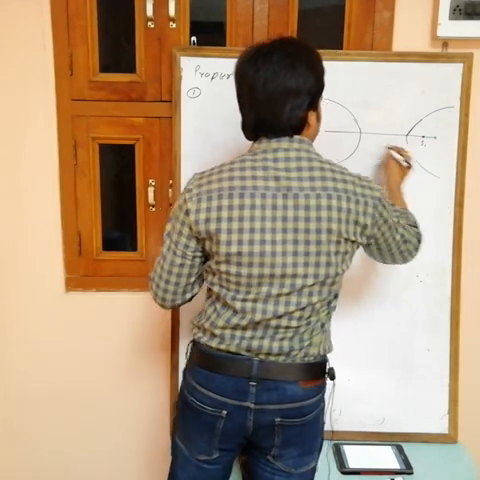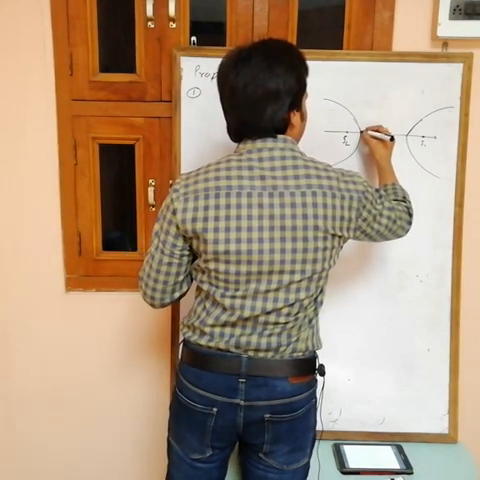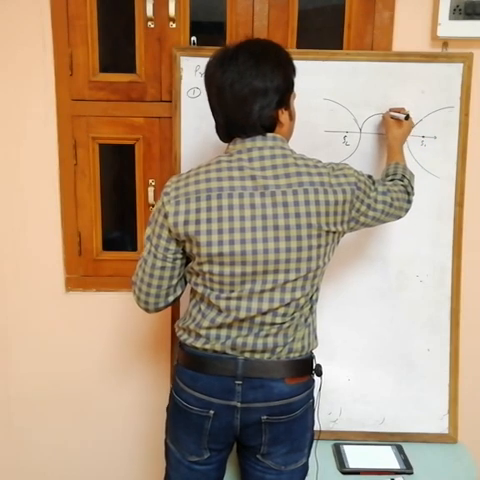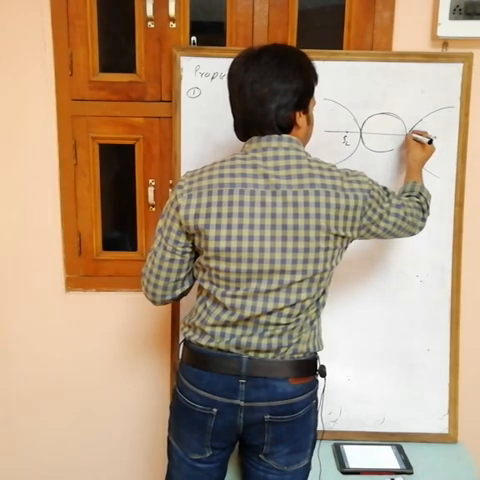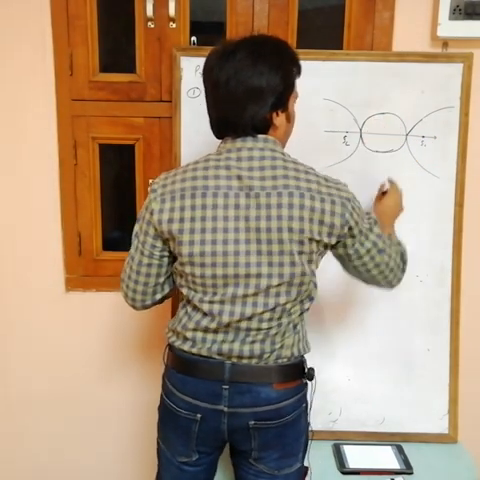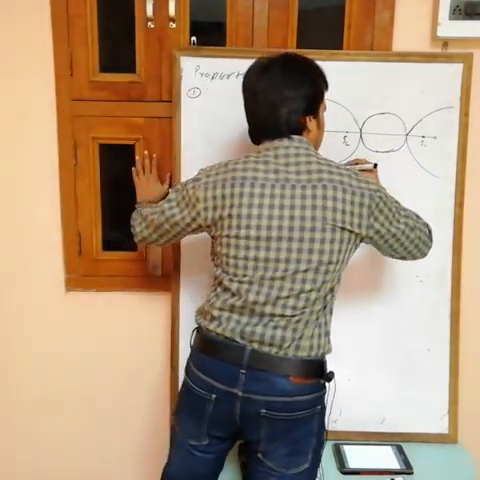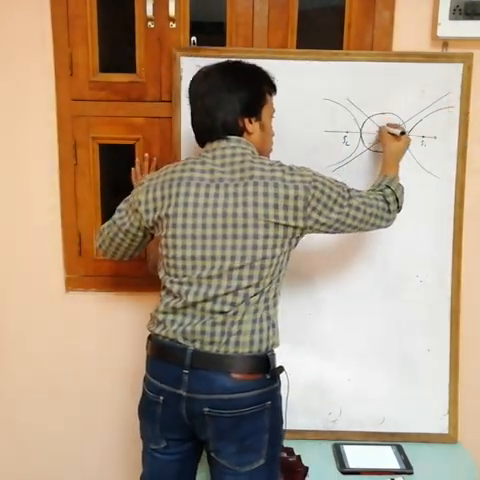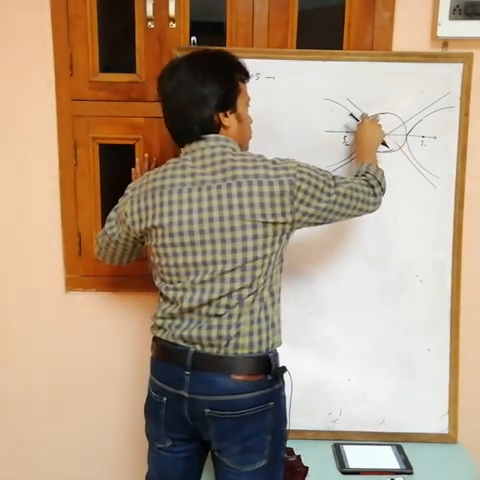Focus S1, S2, and this is the auxiliary circle. Now actually the property is, suppose this is the asymptote and this one is also an asymptote. Okay, I am writing only one asymptote.